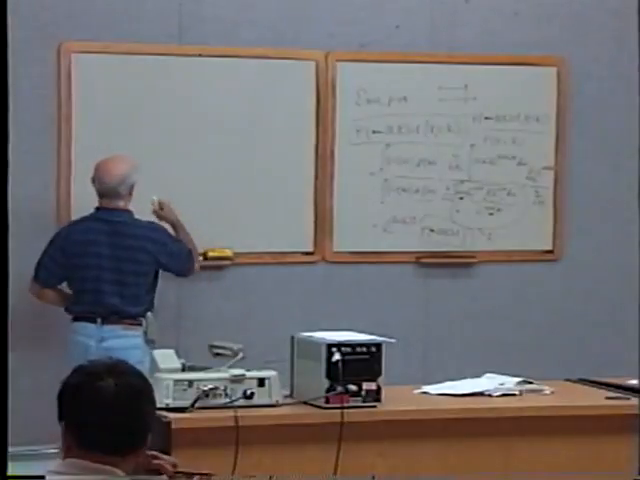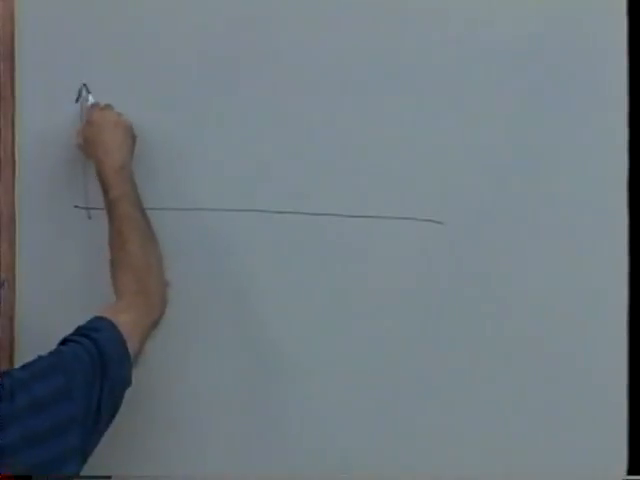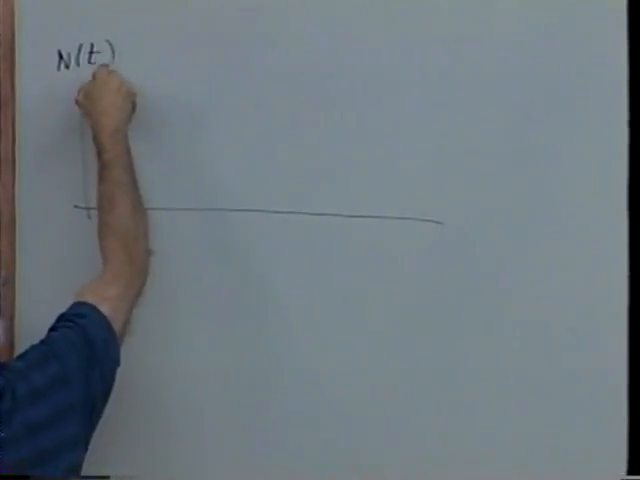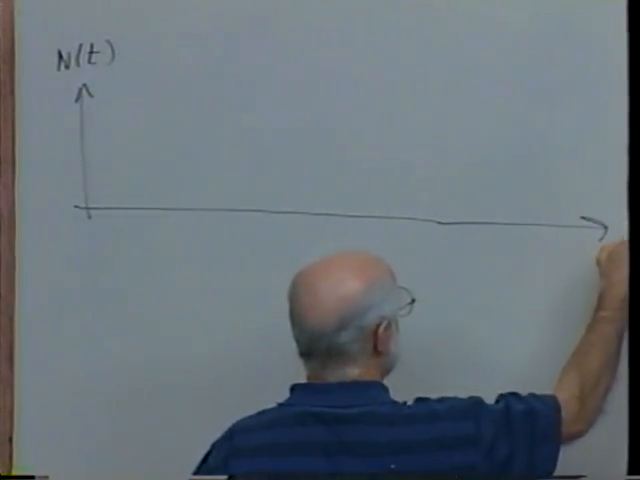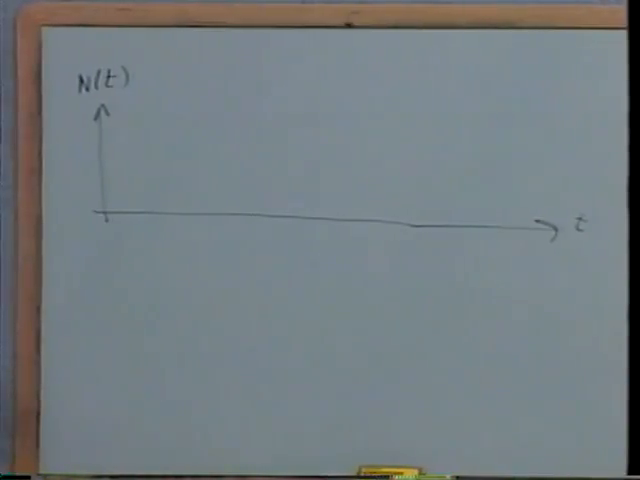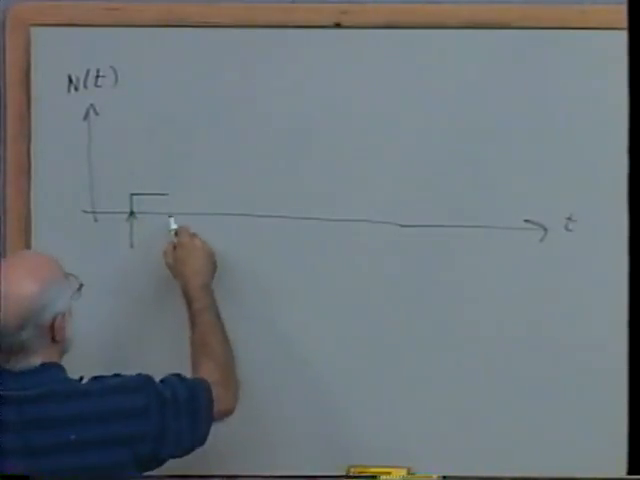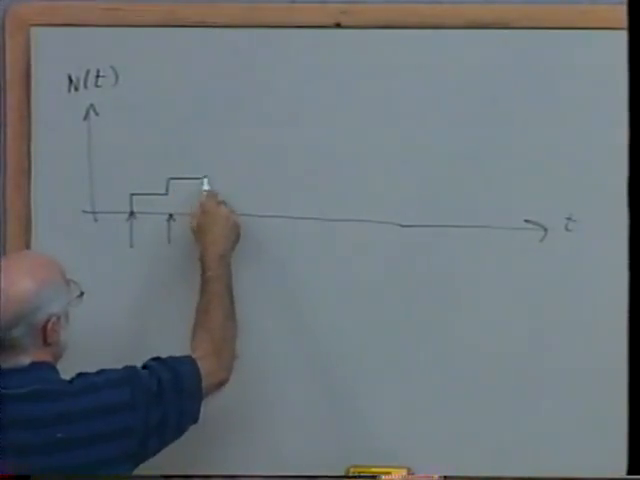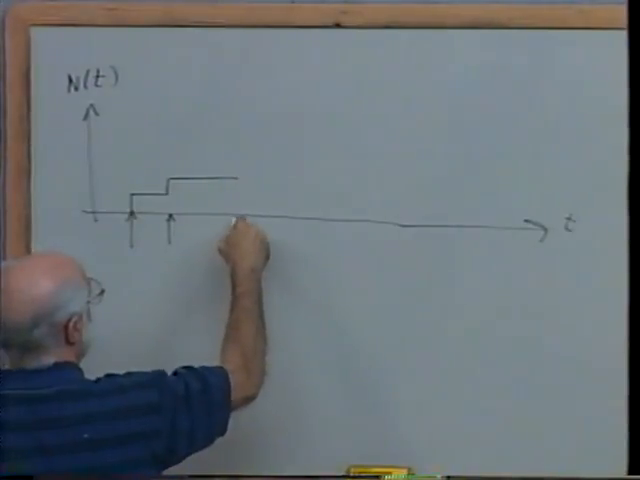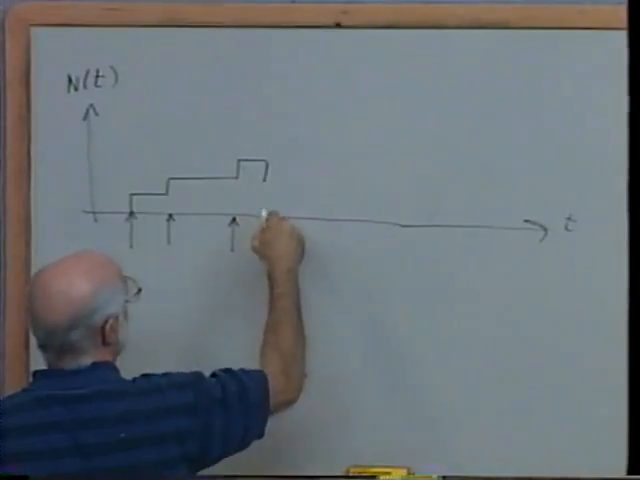Okay, so let's draw a picture of an MMSQ. So here is the state of the system at time t, number at time t, and here's t running along here. So let's say the system starts at empty. Okay, so an arrival occurs, and you jump to state 1, and you stay in state 1 a while, and then maybe another arrival occurs, and then you jump to state 2, and you stay there a while, and let's say another arrival occurs, and you go to state 3, and maybe after a while in state 3 a departure occurs.